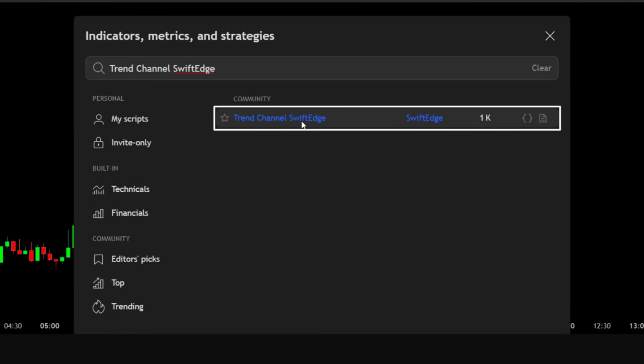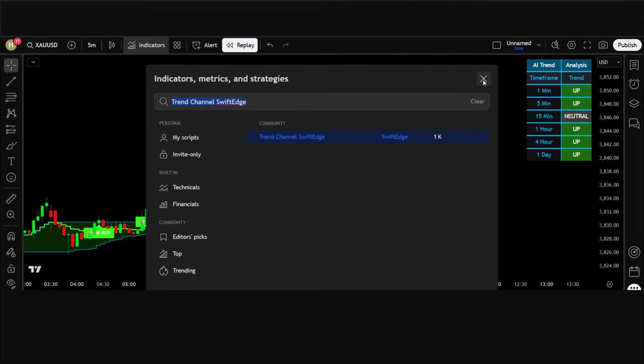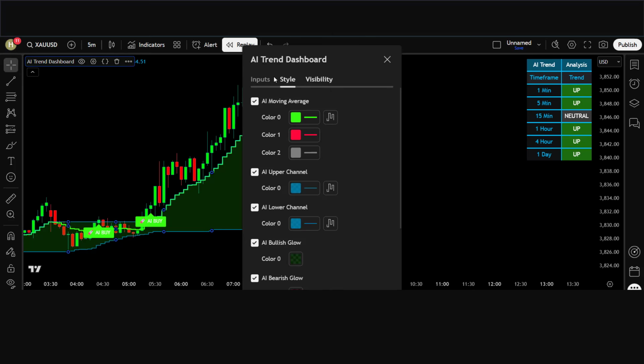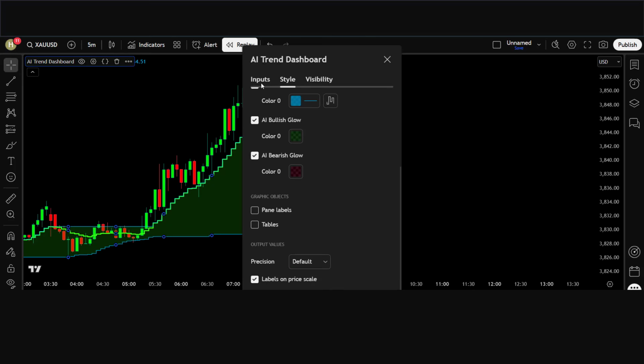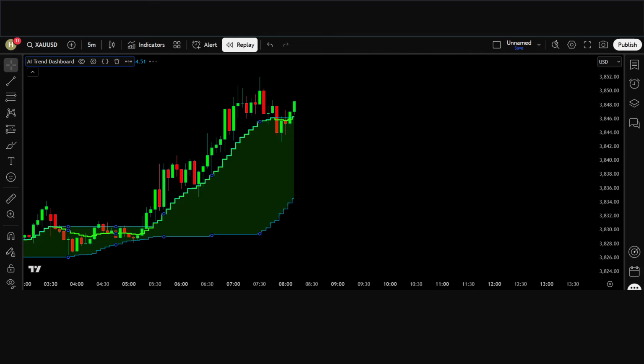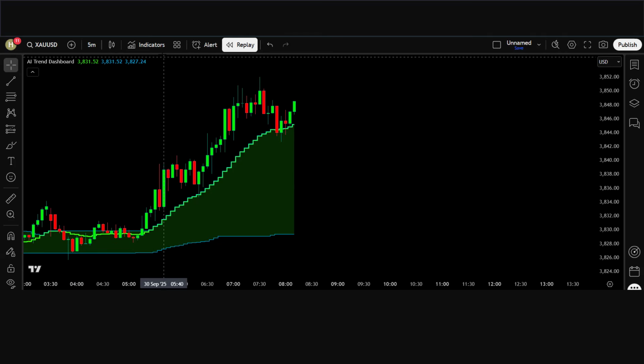Add it to the chart. Adjust the settings. Now go to the Inputs tab. Set AIMA length 21 to 14. Click OK. Now, let's add one more tool to make this strategy even more profitable.